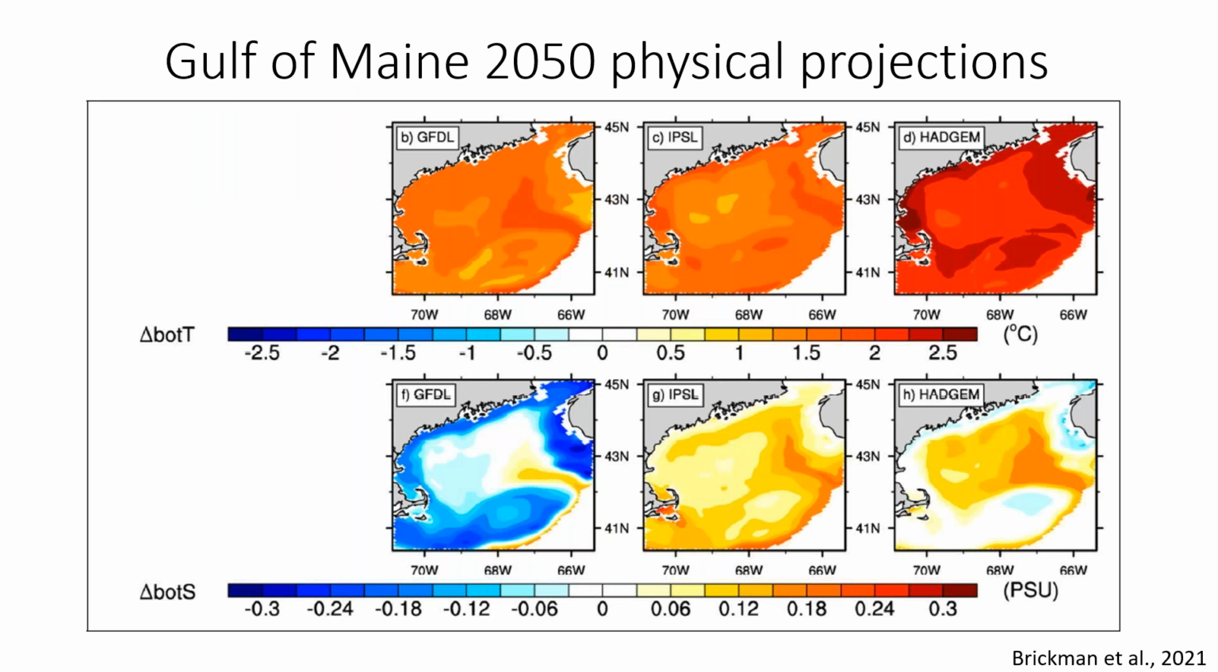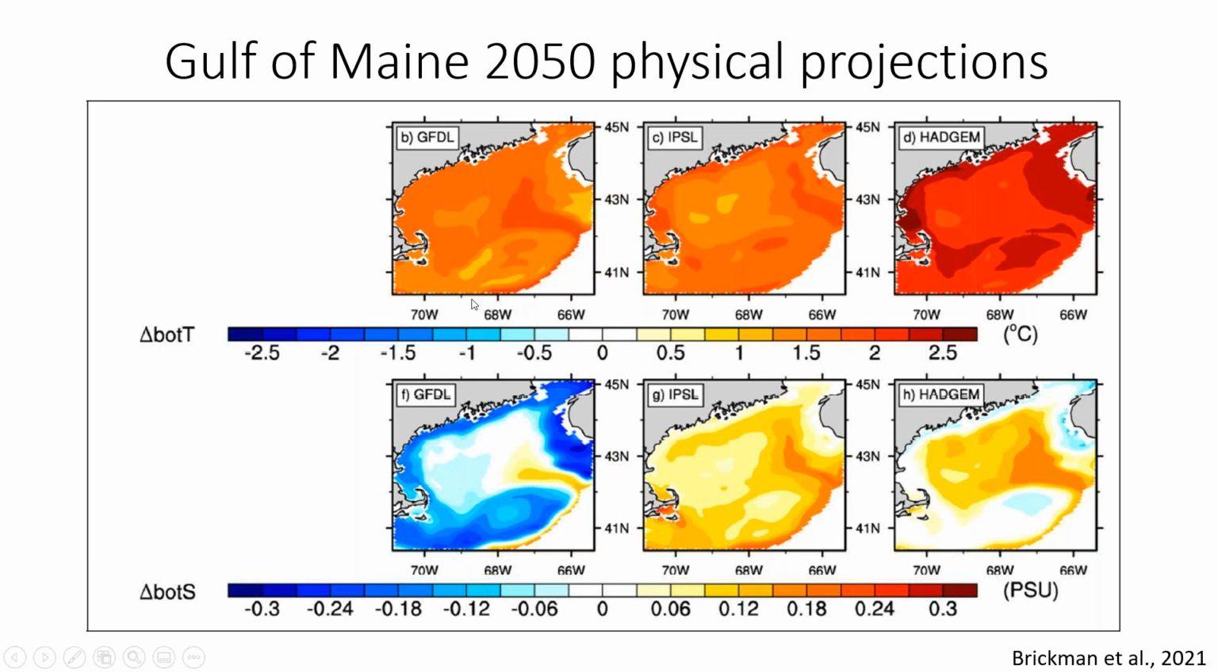Future simulations were run for the physical conditions in the Gulf of Maine. These were done by a regional ocean model that was forced by 3 different Earth system models, which are shown in each of the 3 columns. Those Earth system models are GFDL, IPSL, and HADGEM. Here I'm showing the bottom conditions that were generated by this projection.